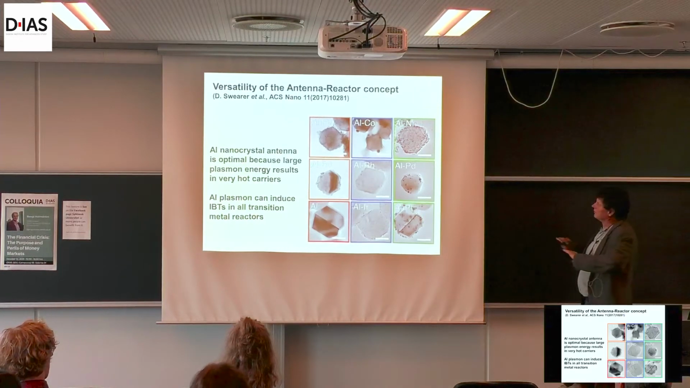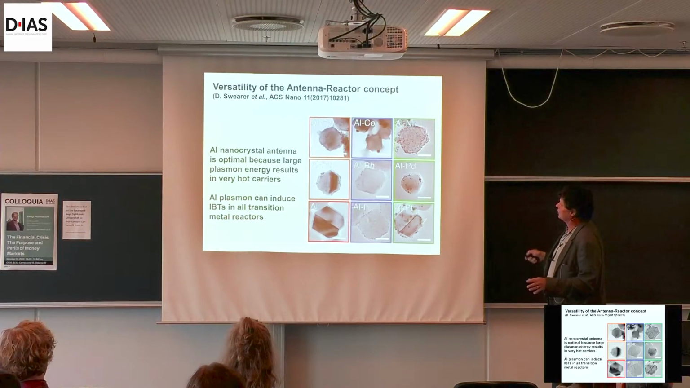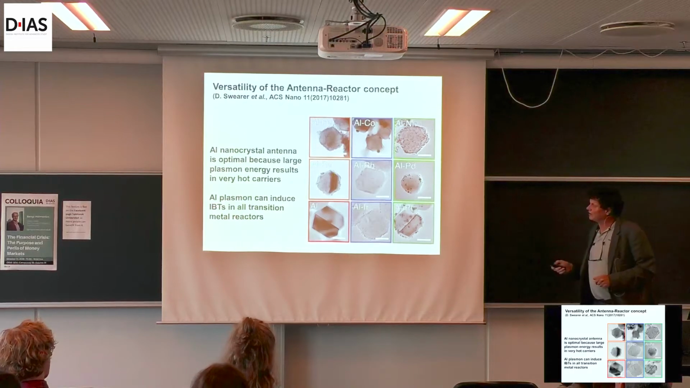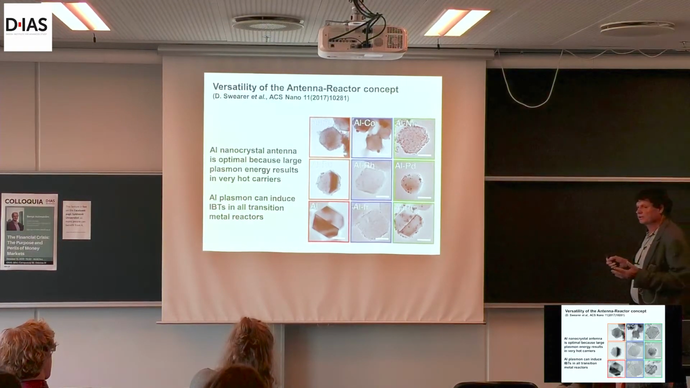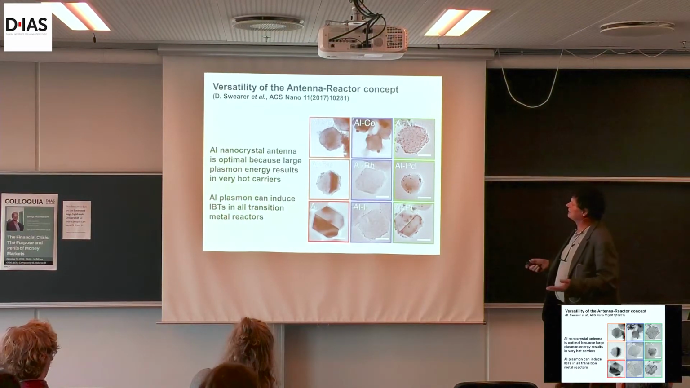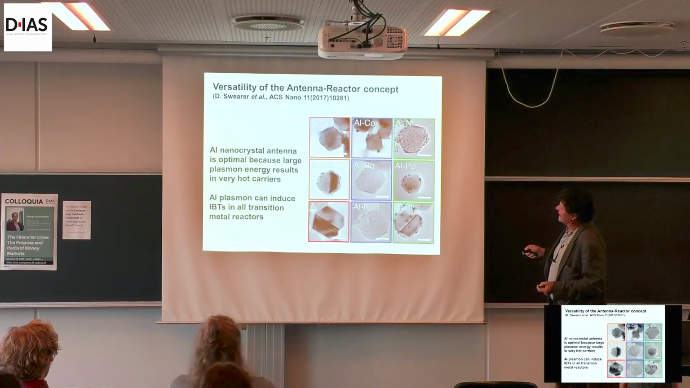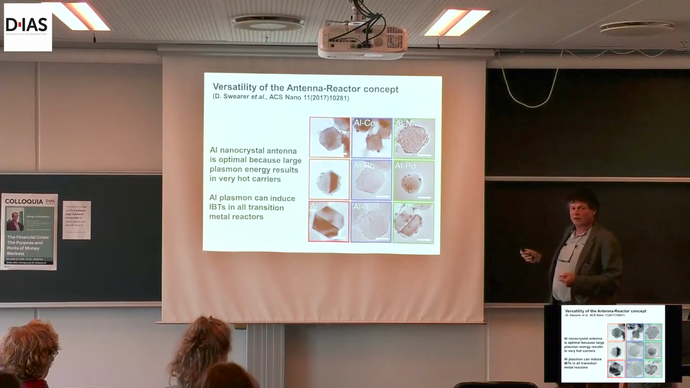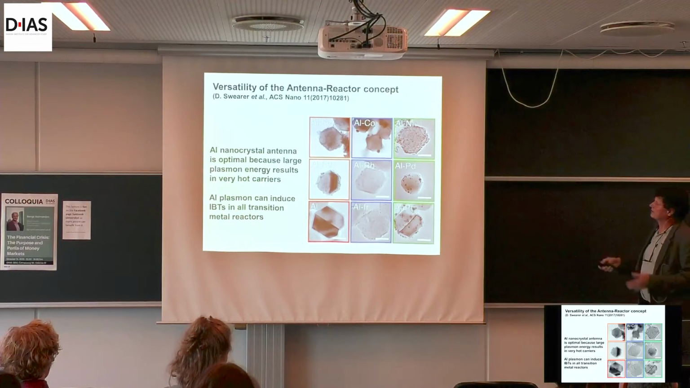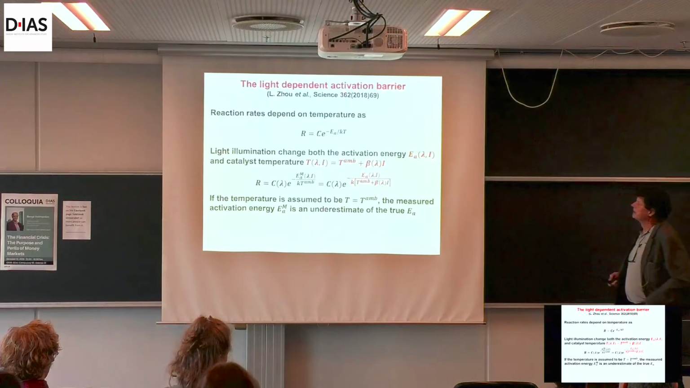Okay, so we continued, and last year we developed a lot of new types of antenna reactor. We like the aluminum plasmonic antenna. It has large cross-section, it's abundant. And with these reactors we can use expensive materials because there is very little volume. Most of it is the antenna, and then we can have the catalysis happening.